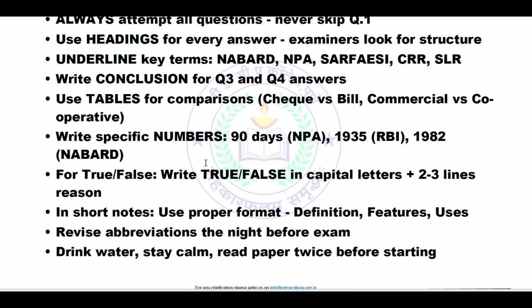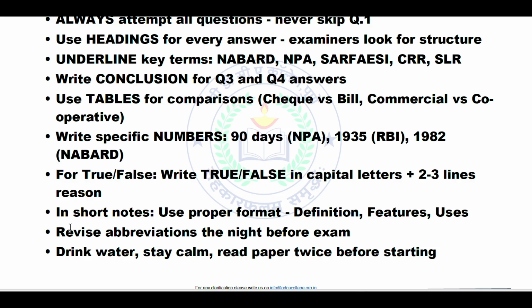For true or false, write TRUE or FALSE in capital letters. If true, write TRUE in capital letters; if false, write FALSE in capital letters. Or you can underline your answer. Also write a 2-3 liner reason for true and false: why true and why false. In short notes, use the proper format: definition, features, and uses. Here you have to act very smartly, because a short note is not about quantity, it is about quality. So make sure you write quality points only: definition, features, and uses.